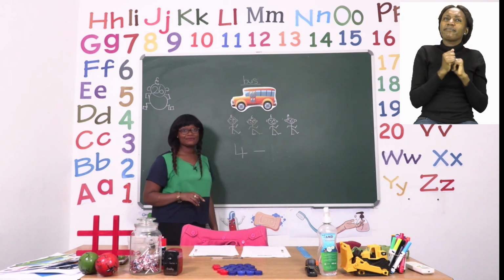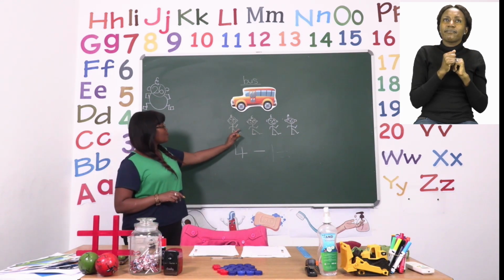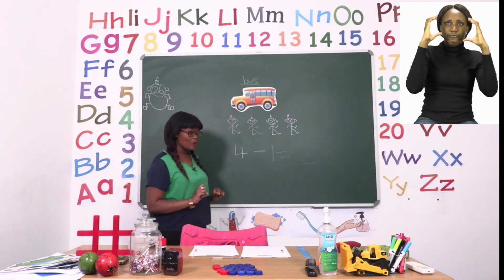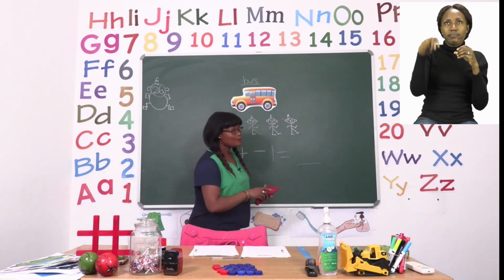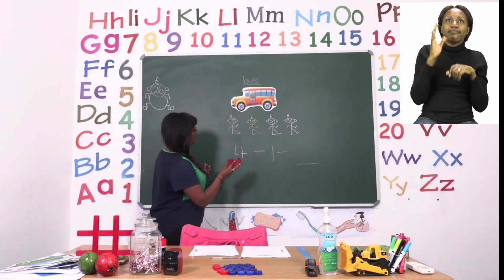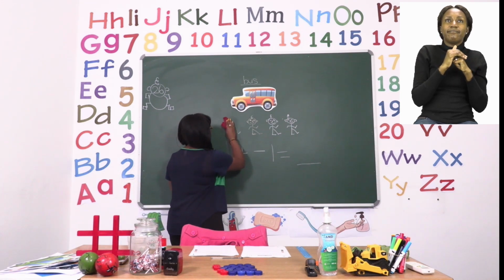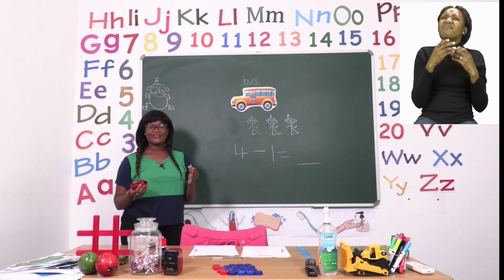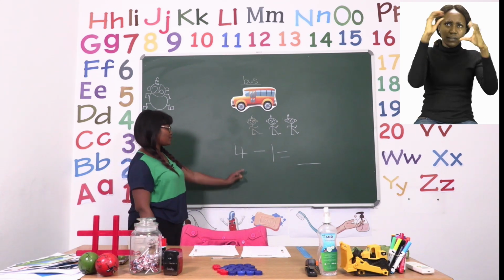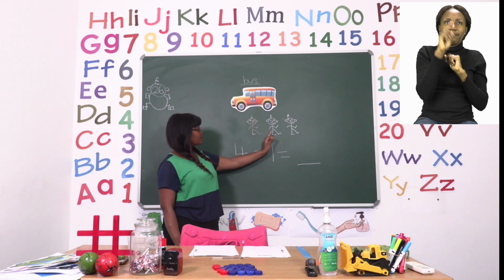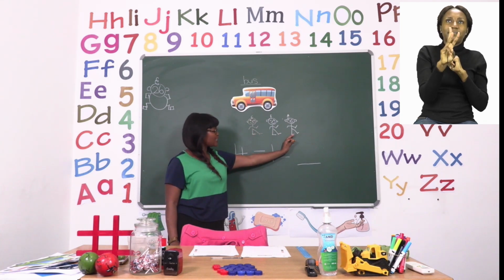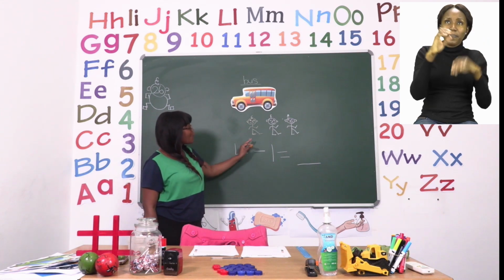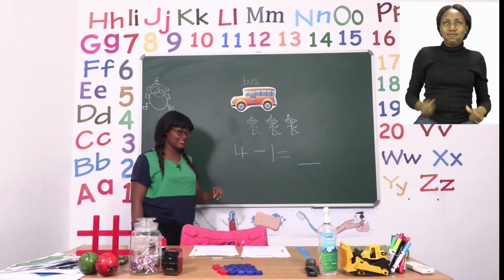So let's take a look. We have our 4 boys on the bus, and then one gets off at the bus stop. Bye, let's wave to him. Goodbye, he's going home. How many boys do we have left? Now let's count. 1, 2, 3. So that means inside the bus, we now have 3 boys.